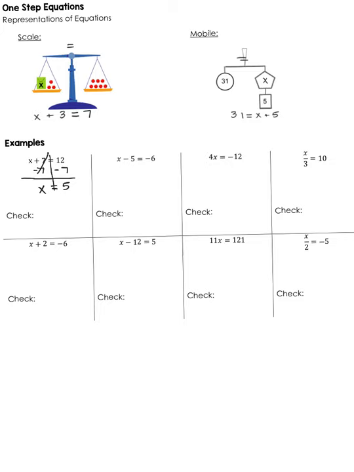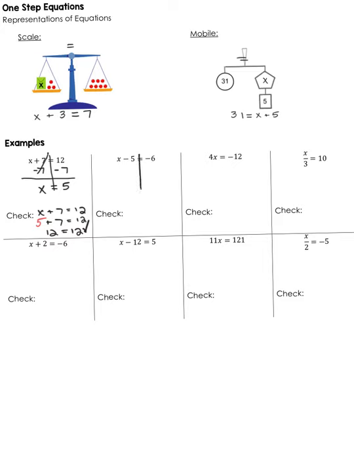To check my work, I go back to my original equation, and I need to make sure that this is balanced when x is equal to 5. So I'll substitute a 5 where the x is, and I need to make sure this is equal on both sides. Well, 5 plus 7 equals 12. And that's what the other side of my equation was, so my equation is balanced.